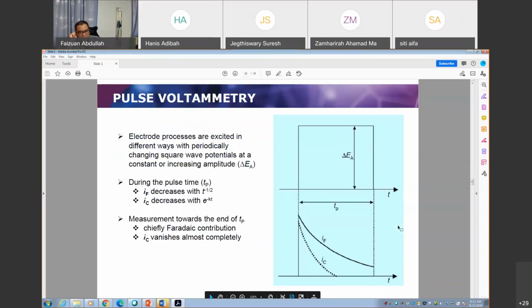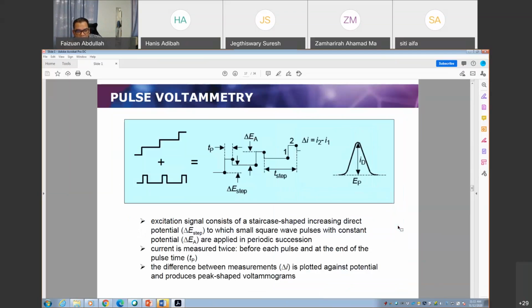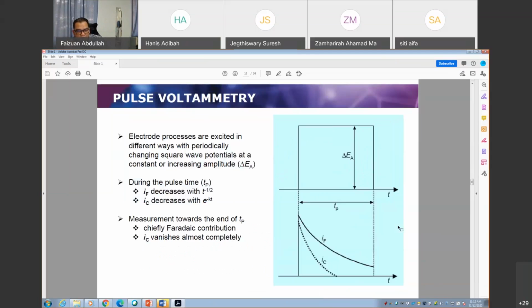Electric processes are excited in different ways with periodically changing square wave potential at a constant or increasing amplitude. So measurement towards the end of pulse time is the Faradaic contribution, and the capacitive current vanishes almost completely.